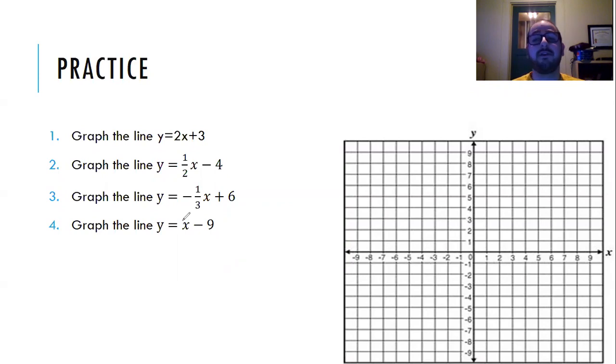Anytime you see a variable by itself, the coefficient, or the number in front of the variable, is 1. So this equation is y equals 1x minus 9. And then you can graph it because the slope would be 1/1. You can graph accordingly. Okay.